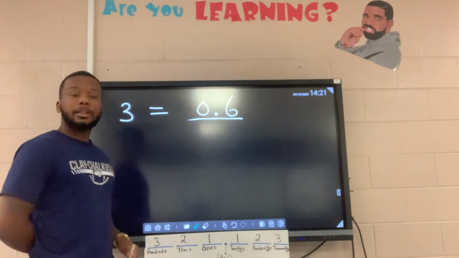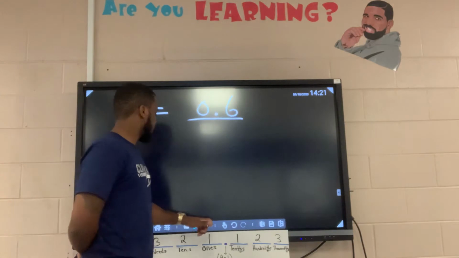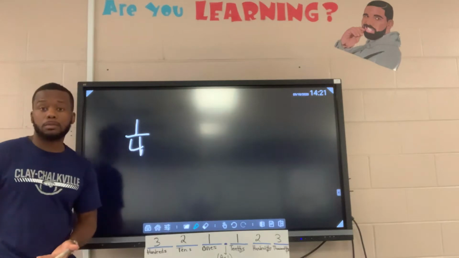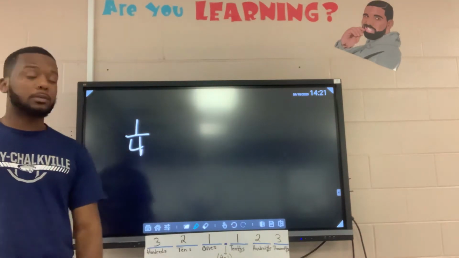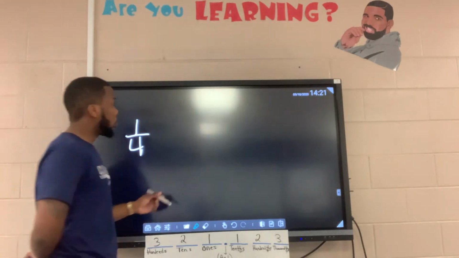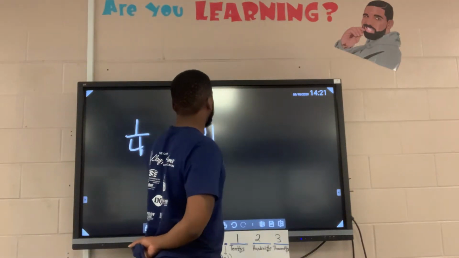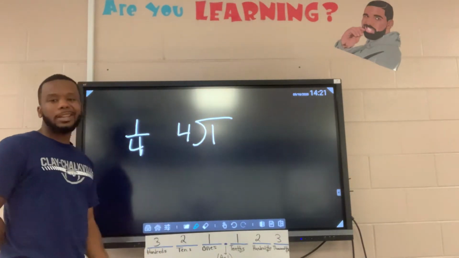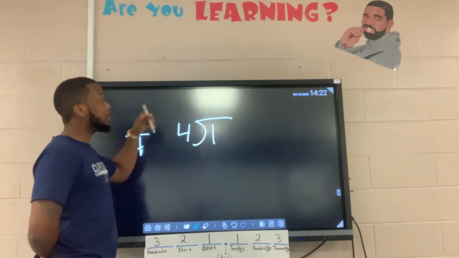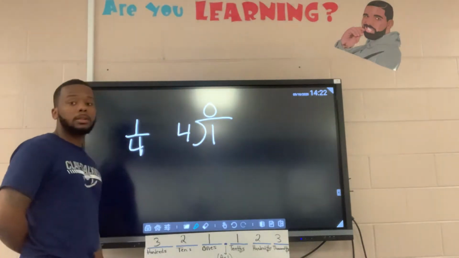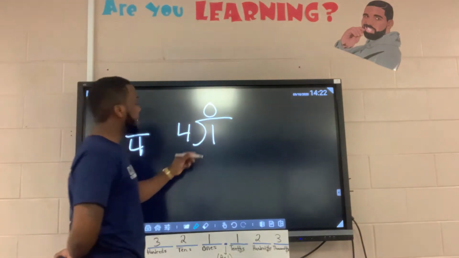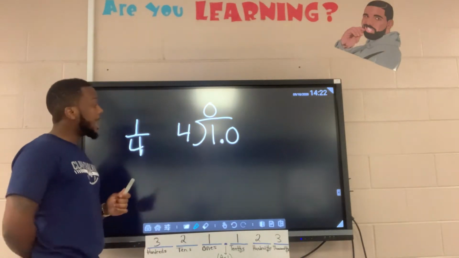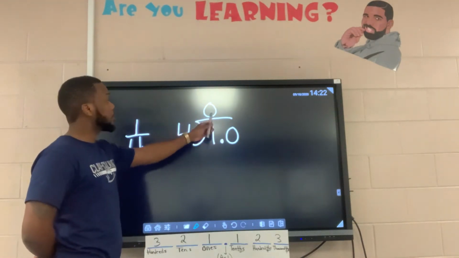Let's change the fraction 1/4 to a decimal. We're going to do the exact same thing. We're going to take 1 and divide it by 4. So once again, 4 is bigger than 1, so I'm going to go ahead and put my 0 in my quotient. But we want to make it a decimal, so I'm going to add a decimal behind the 1 and add that 0. And remember, when we add the decimal in our dividend, we also need to add it to our quotient.